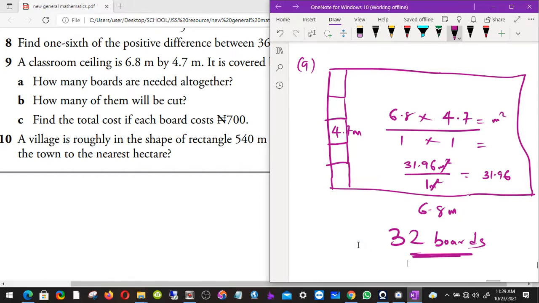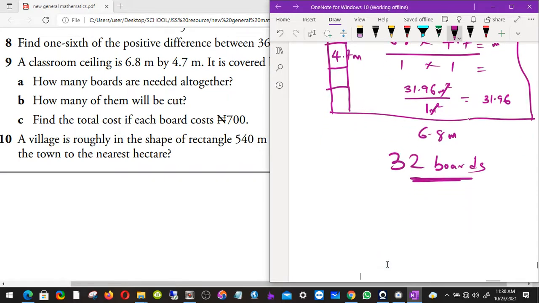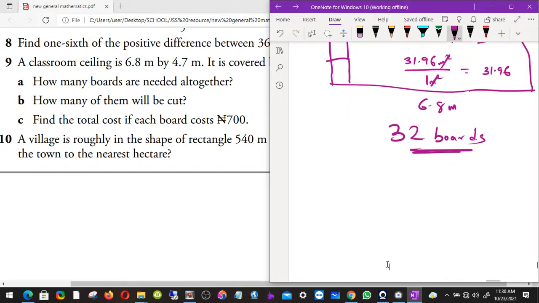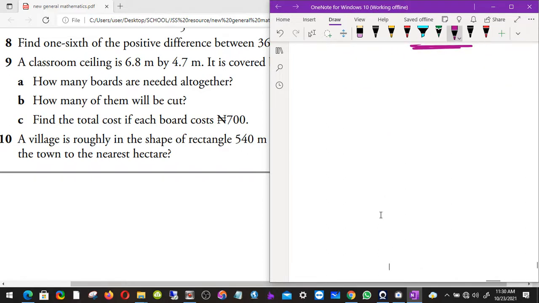What's the B part of the question, please? How many of the boards will be cut? Very interesting question. Now listen up. I'll use a diagram to explain it so you understand it better.